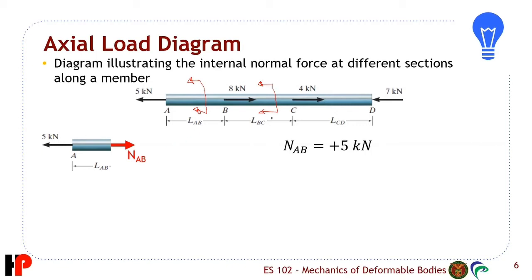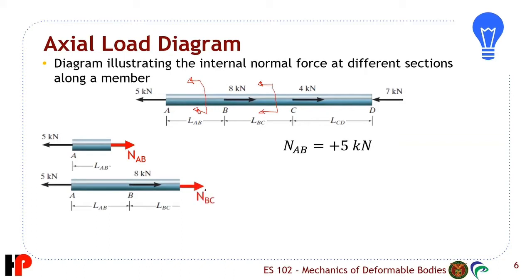And then, cut dito kay BC, ganyan na itsura. Then again, assume positive as NBC, and then apply equilibrium. So you get a negative answer so that you know that NBC would be compressive.